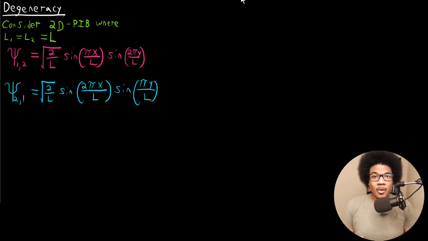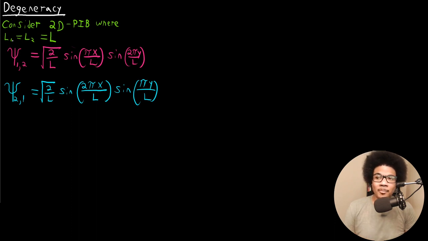In this video, I want to introduce the concept of degeneracy. Now, degeneracy is a really important feature in multidimensional quantum systems. And since we just introduced our first multidimensional quantum system in the two-dimensional particle in the box, I wanted to use that example to motivate this concept of degeneracy.